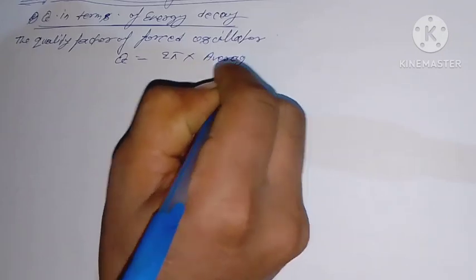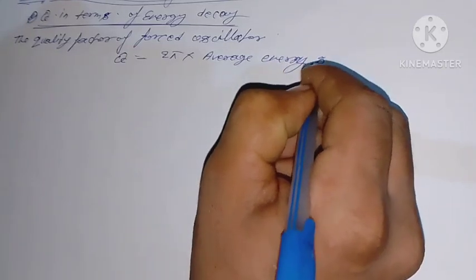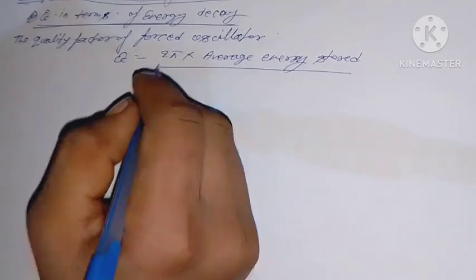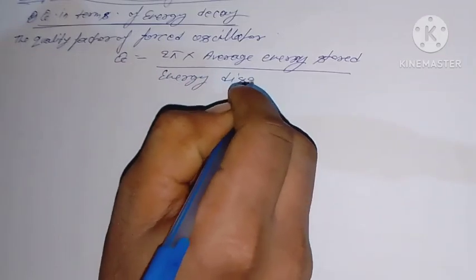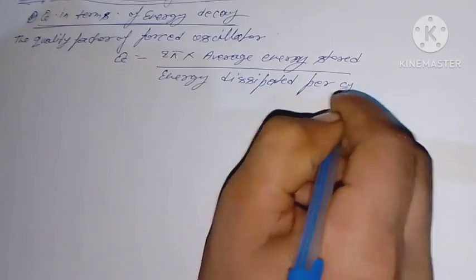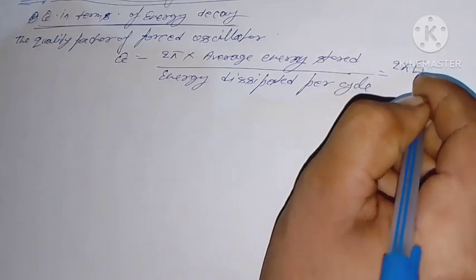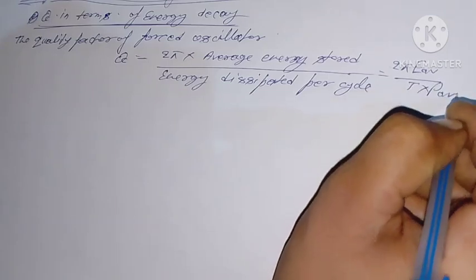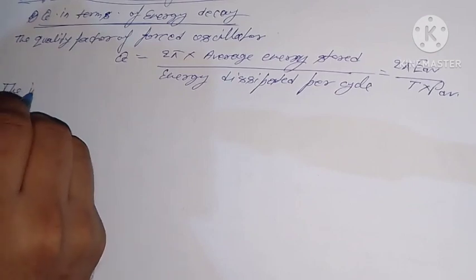Q equal to 2 pi multiply average energy stored upon energy dissipated per cycle, equal to 2 pi E average upon T multiply P average.